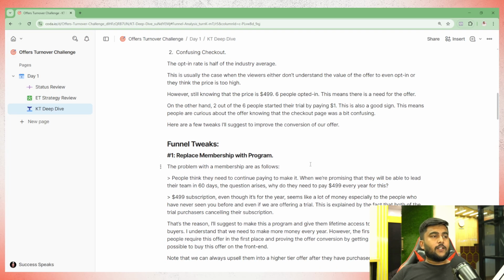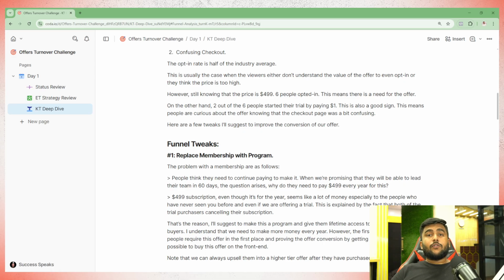The first thing was to replace membership with a program. You see, the problem with a membership is that it works really well if you have a lot of proof, or if you have a huge social media following, people are going to pay for a membership. However, if you're absolutely new and you do not have any social media presence, and you're trying to offer a membership where people would have to pay $499, even if that's very low on a monthly basis, like $41 or something, people are going to see that it's a $499 membership, and they are not going to be okay with paying that kind of money, right?